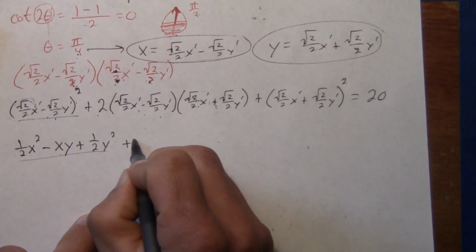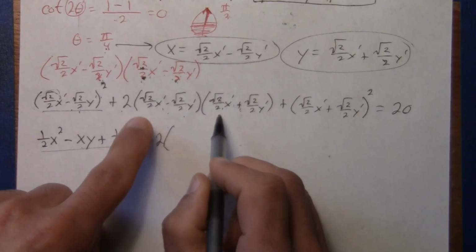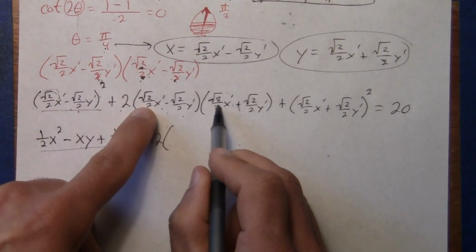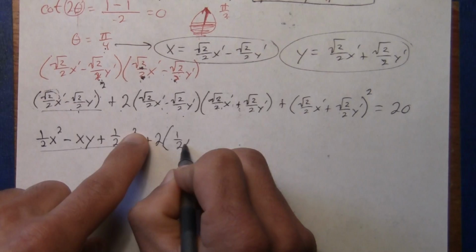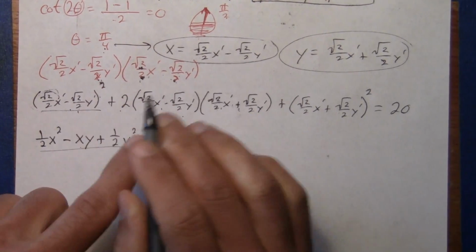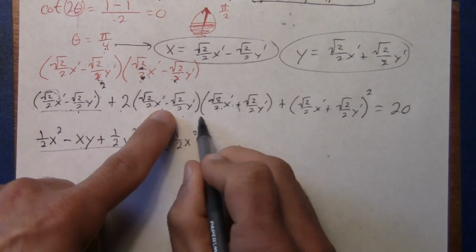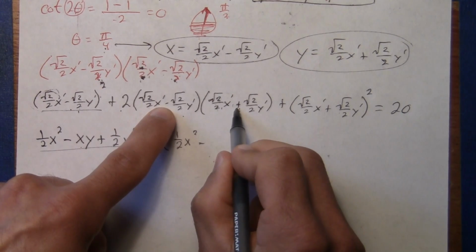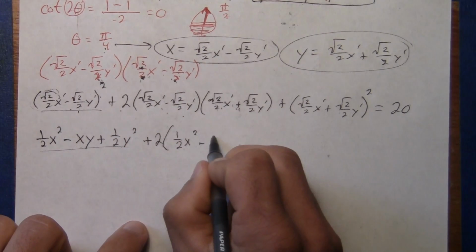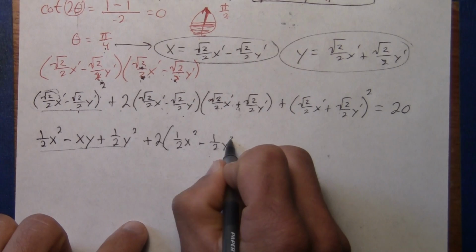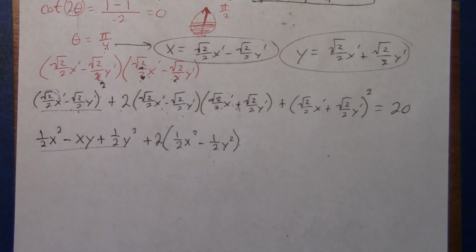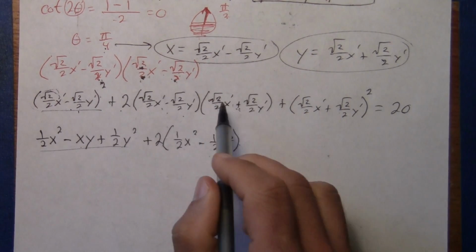I'm going to ignore the 2 for right now, so plus 2 times. Multiplying the first together, I get 2 over 4, or 1/2 x squared. Insides and outsides cancel. The last will give me a negative, again, pay attention to signs, it's important, 2 over 4, or 1/2 y squared. There's so much room for little errors that you really got to be careful with signs and multiplying your radicals and so on.